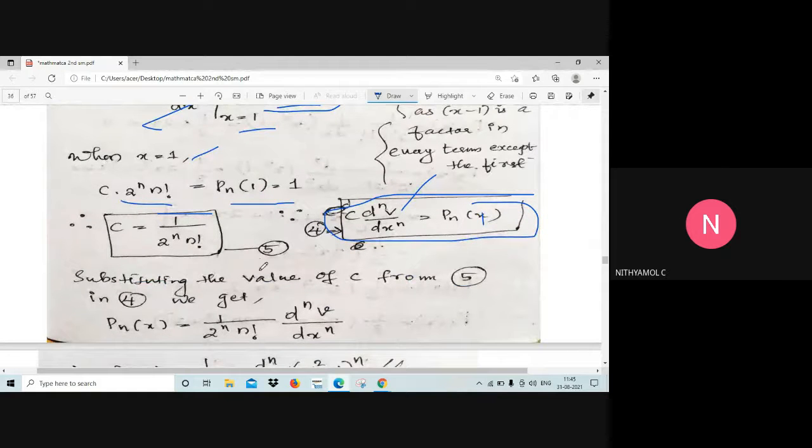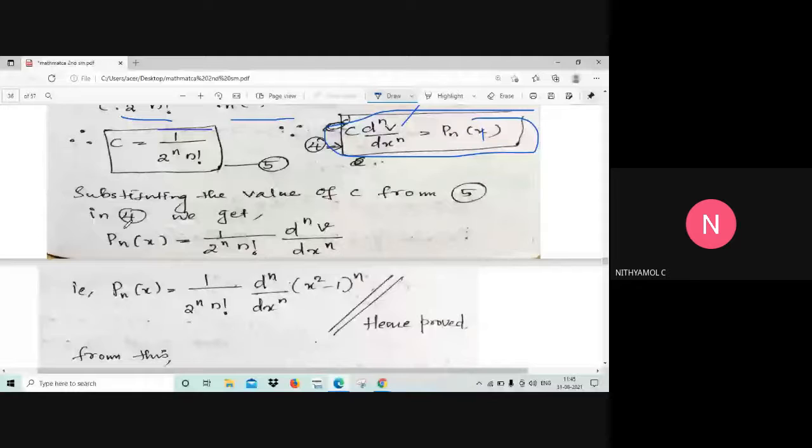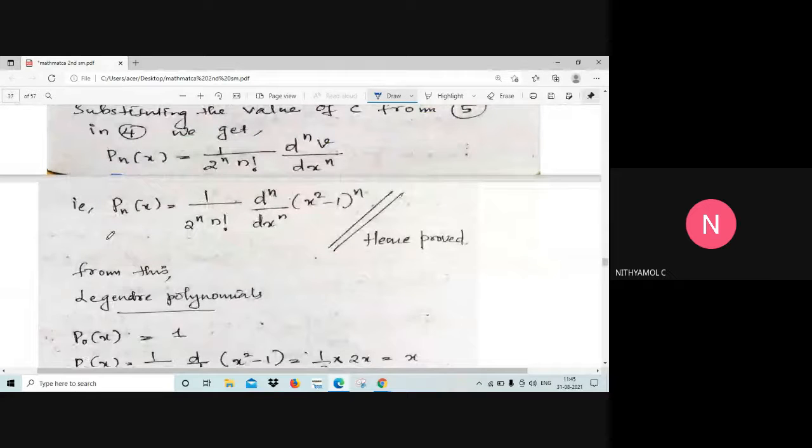We can substitute the value of c that we found. So we can substitute there, then we will get Pn of x equal to 1 by 2 raised to n factorial d^n v by dx^n. That is, Pn of x equal to 1 by 2 raised to n factorial d^n by dx^n. Instead of v, I can substitute this x square minus 1 raised to n. So this is our Rodrigues formula.